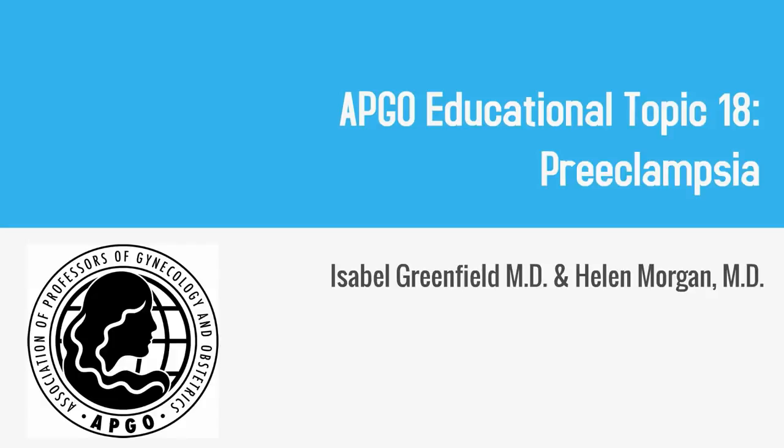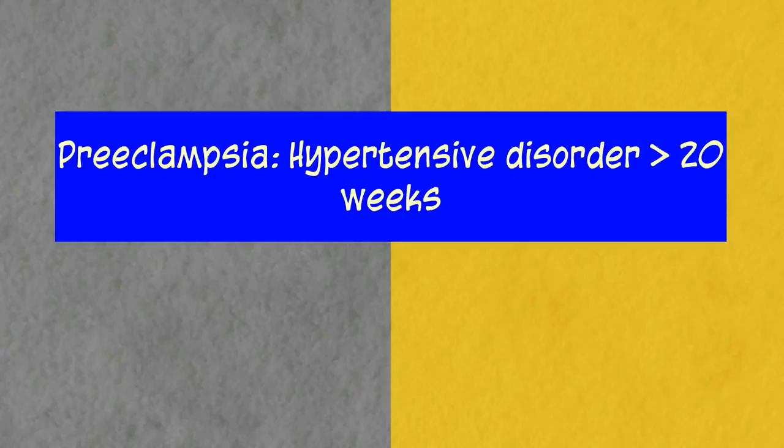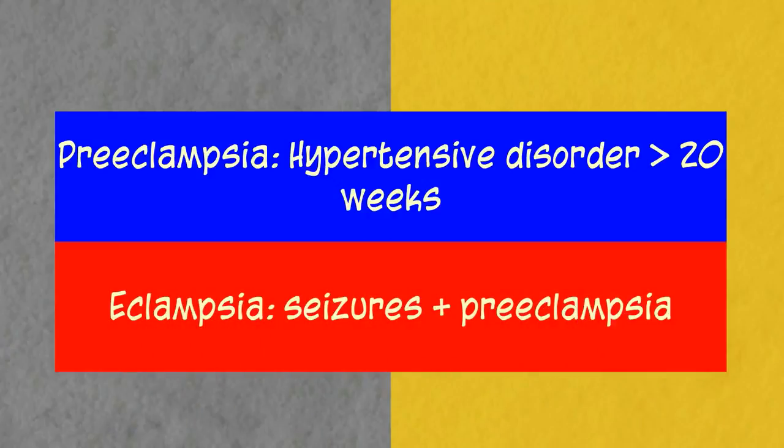APGO Educational Topic Number 18, Preeclampsia. Preeclampsia is a hypertensive disorder of pregnancy diagnosed after 20 weeks gestation. Eclampsia is new onset seizures in a woman with preeclampsia.